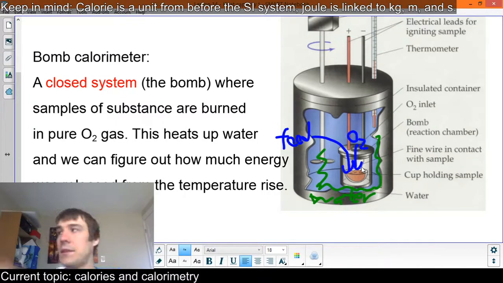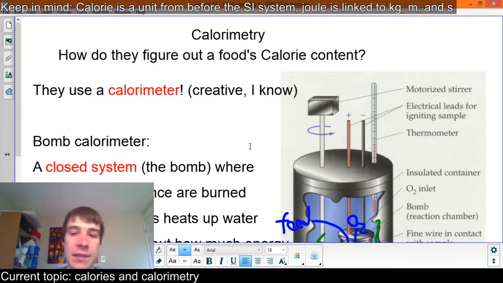You can do the vinegar baking soda reaction and see if the temperature goes up or down. You know, things like that. Yeah, so that's a calorimeter. Figure out how much energy is released as the temperature rises. So that's how they figured out the stuff at the start.